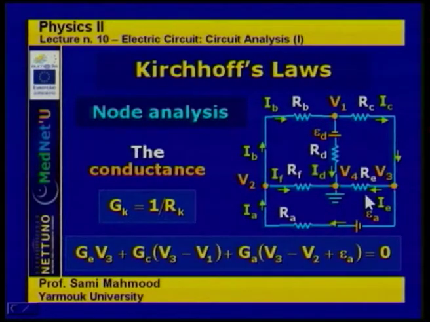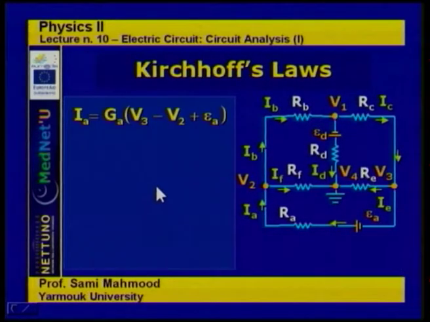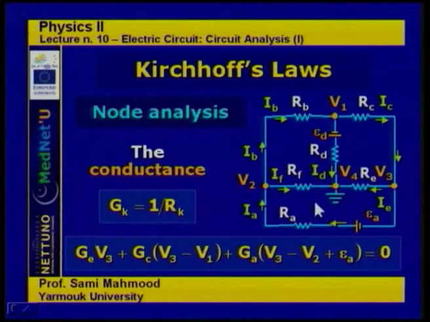And finally, from the third node, we have GE, which is 1 over RE, times V3, minus 0, of course, plus GC times V3 minus V1 over RC, and then plus GA, which is 1 over RA, times V3 plus epsilon A minus V2, and that is equal to 0. This is, again, the summation of the currents leaving the junction 3.